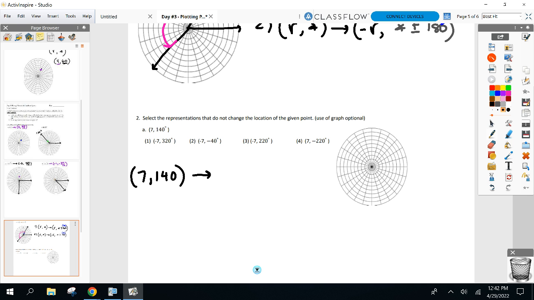So let's say I kept the R value. I want the R value to remain 7. What are you going to do to 140? Add and subtract 360. Go ahead, and that'll give you 2 more points that would be in the same location.